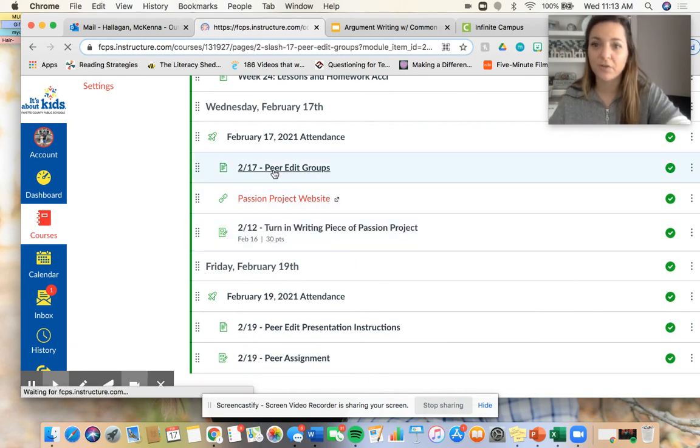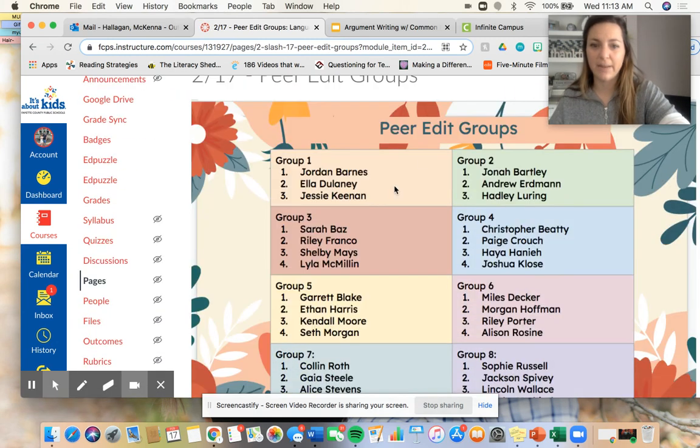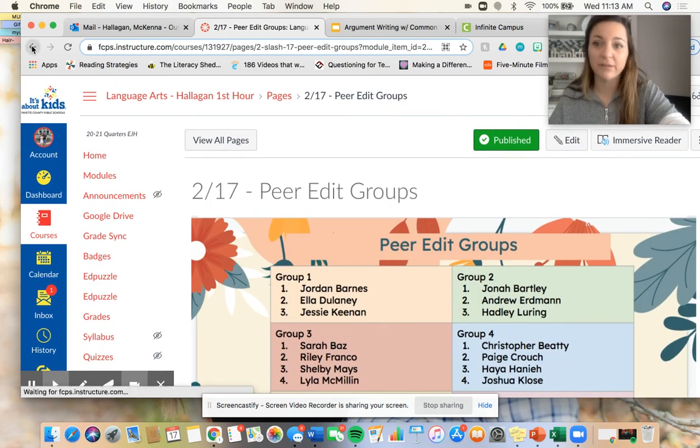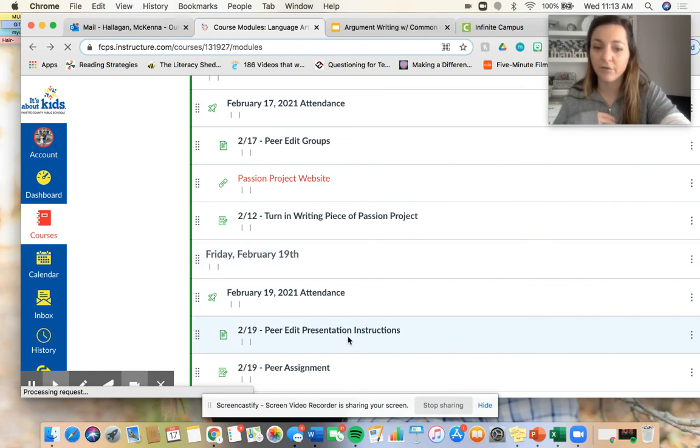Here are your groups for your peer edit groups. You guys will go into breakout rooms together. They are under 217 breakout room groups. So that's the groups you're going to on Friday. This, my loves, is a grade in the grade book. You will go here on Friday and get your peer response forms to fill out, okay?